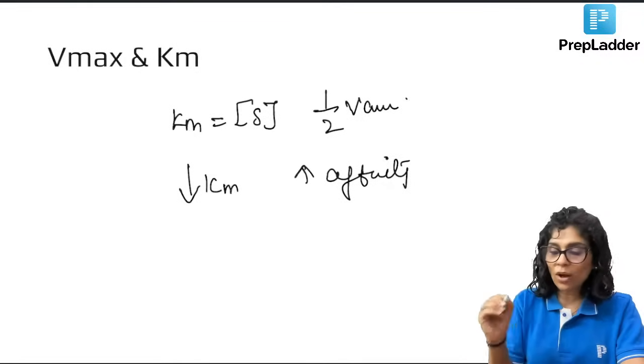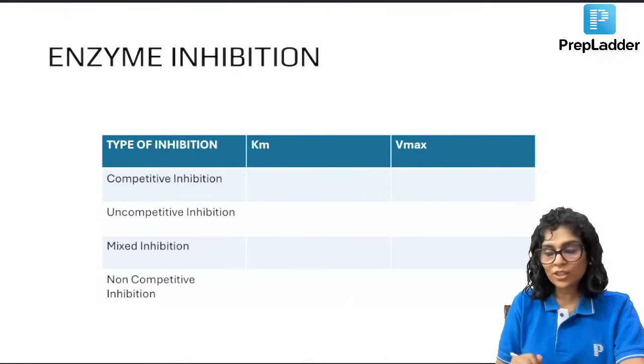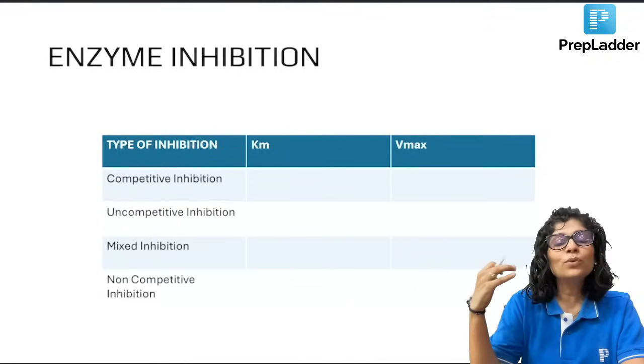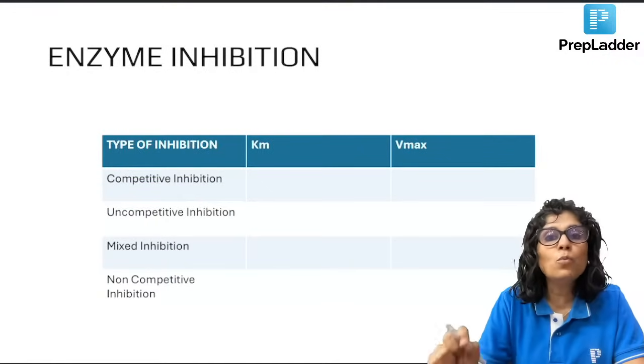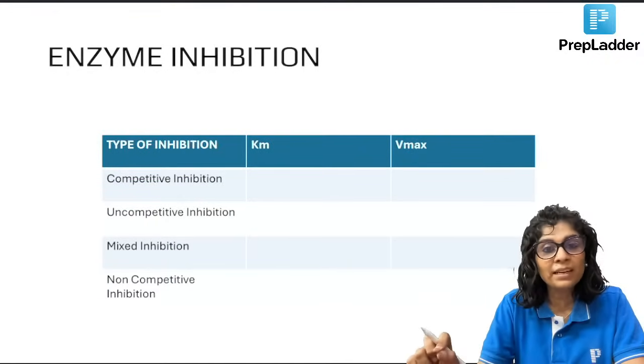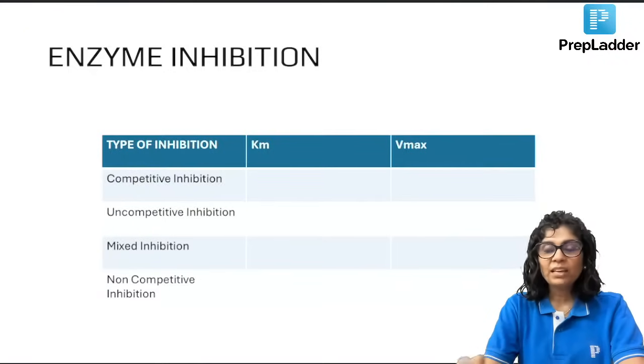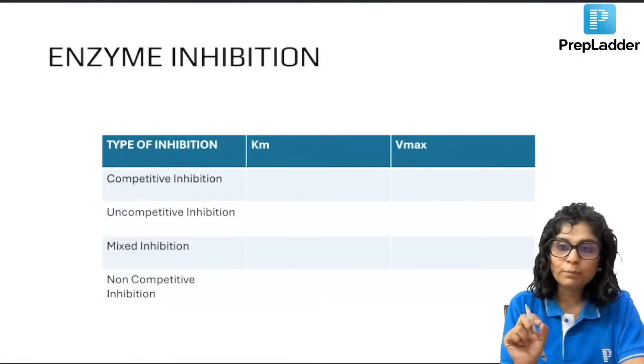Okay. Now about Lineweaver-Burk plot or double reciprocal plot. Before we try to understand that plot, let me tell you what happens to Km and Vmax in the presence of all these types of enzyme inhibition. Let's start with competitive inhibition.